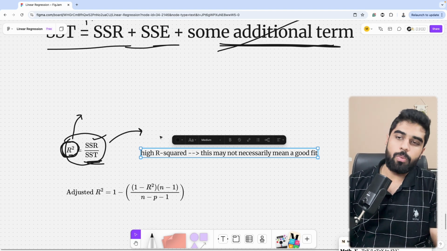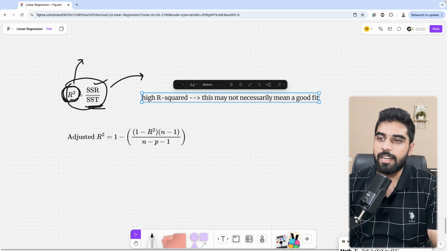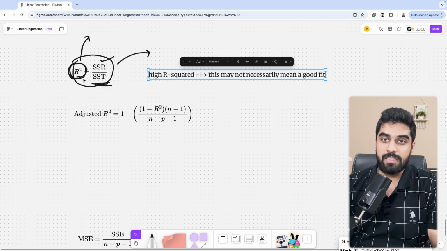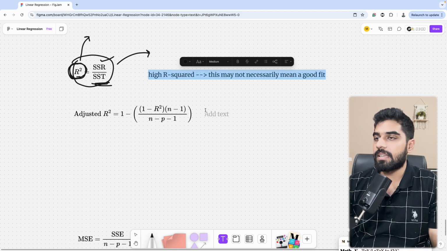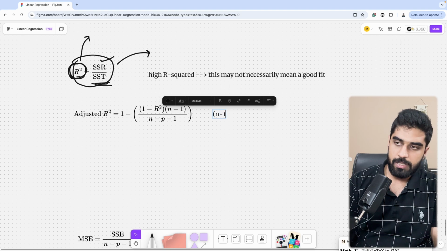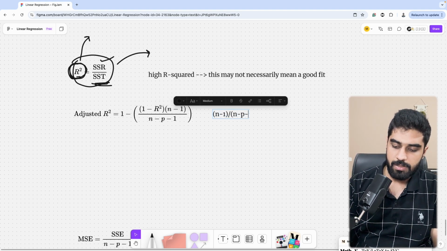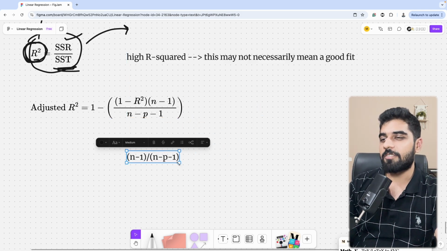So what's the catch here? Let's adjust this R square. Now again, a very, very interesting way to adjust this R square is to take a factor. In this case, this factor is n minus 1 divided by n minus p minus 1. So what is this factor? This is an amazing factor.